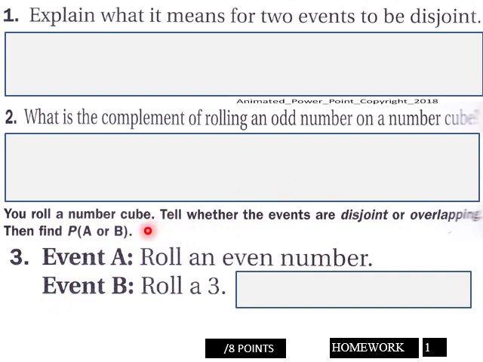And then number 3, you roll a number cube or a dice, tell whether the events are disjoint or overlapping, then find P of A or B. So roll an even number, roll a 3. So tell whether these are disjoint or overlapping, this situation here. And you got 8 points here for page 1.